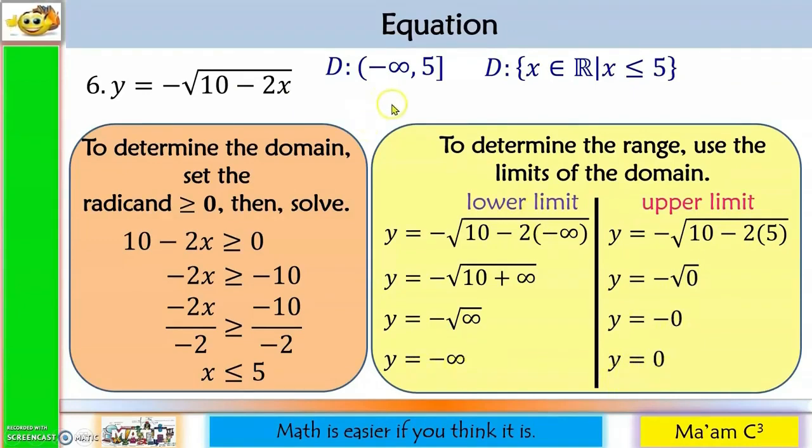So from negative infinity to 0. So in set builder notation, this will be values of y that are less than or equal to 0.